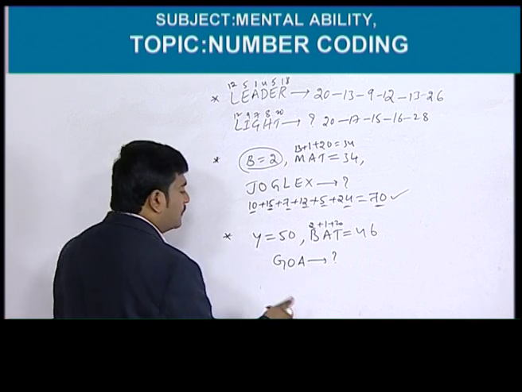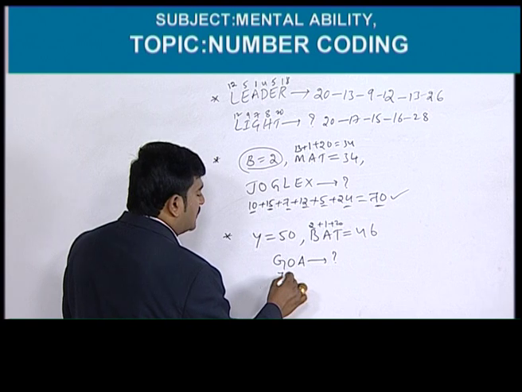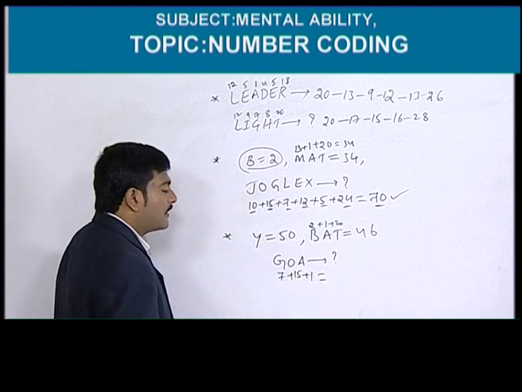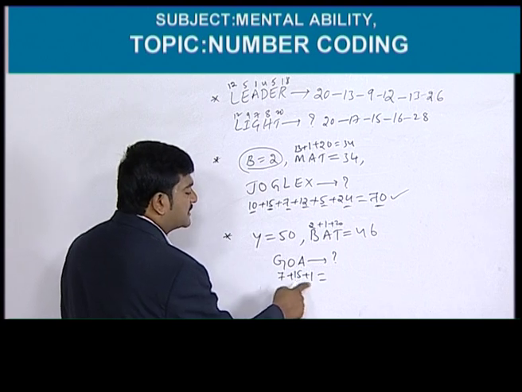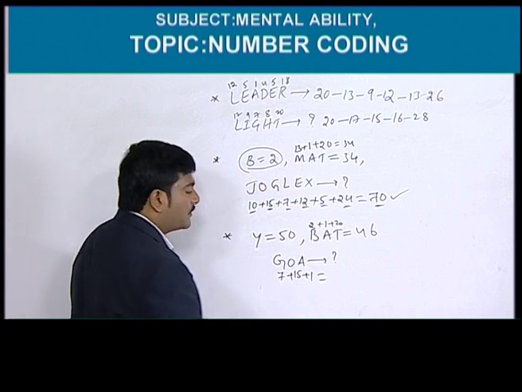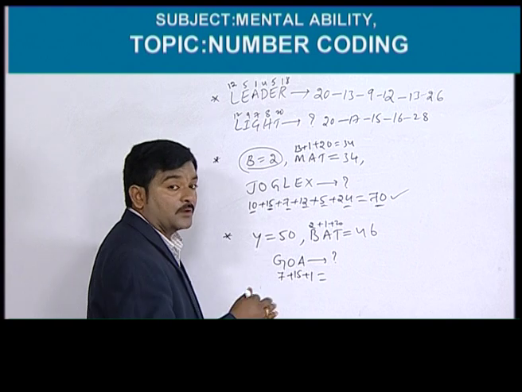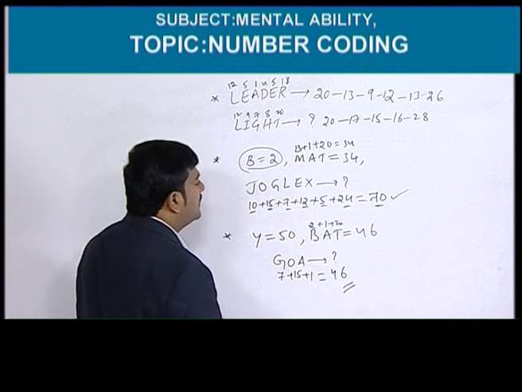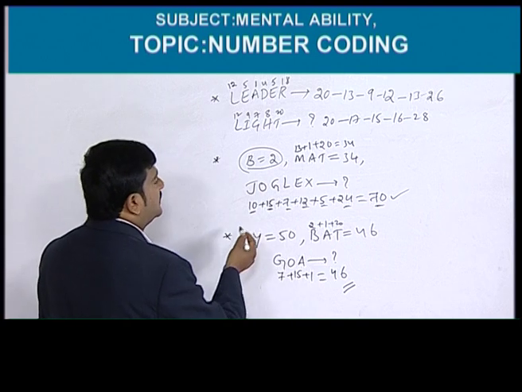Okay. Now G means how much? 7. O means how much? 15. A means how much? 1. Add all these values. 15 plus 1, 16. 16 plus 7, 23. Now what do you have to do? I have to double that. 23 plus 23 means how much? 46. Okay. So now, once we go back to the earlier example, is it right or not? Once we check.